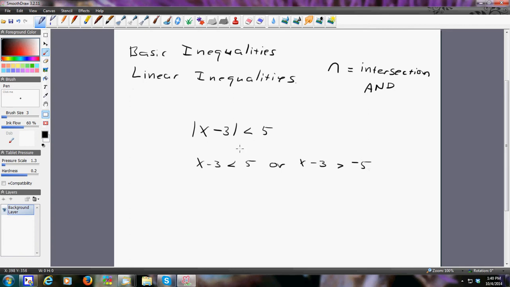Now remember, when you do absolute value, one side stays exactly as you see it. The other side, you negate it, and you're going to have to flip that inequality sign. So I add 3 to both sides. I'm going to do this simultaneously.